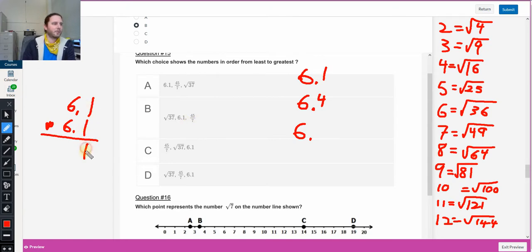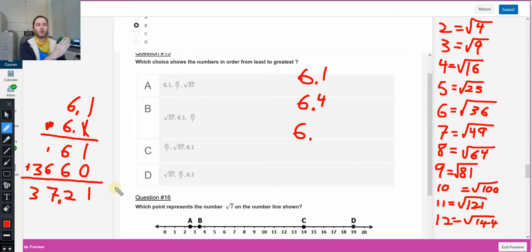1 times 1 is 1. 1 times 6 is 6. 6 times 1 is 6, and 6 times 6 is 36. Let's add that together and see what we get. We get 1, we get a 2, carry the 1, we get a 7, and we get a 3. 2 decimal places. So 6.1 times 6.1 would be 37.21. So 6.1 is actually too high for the square root of 37.